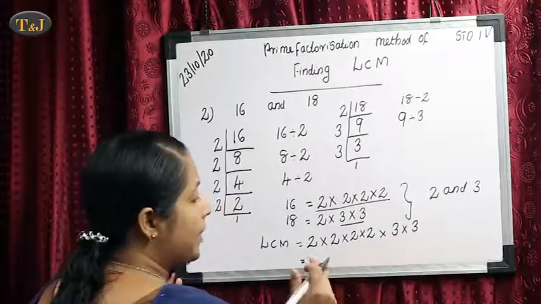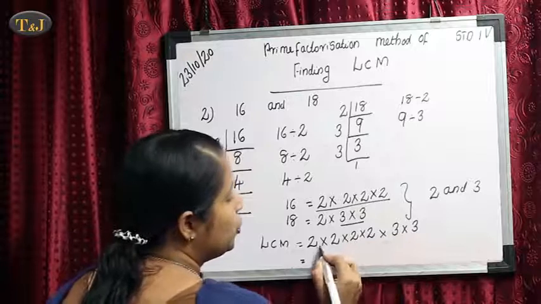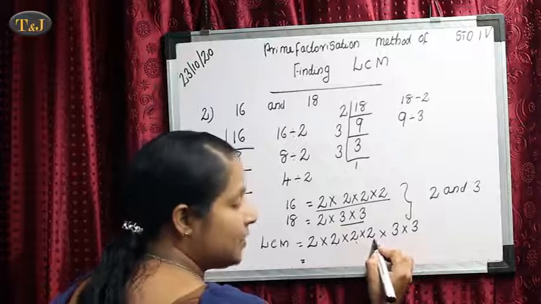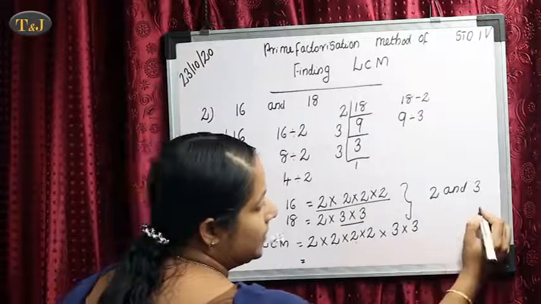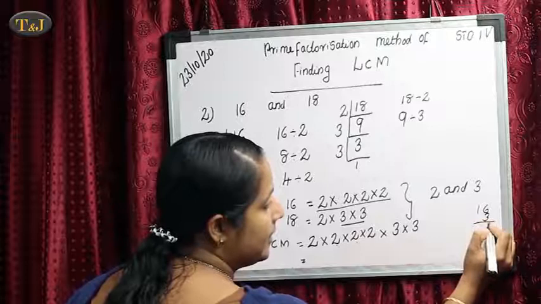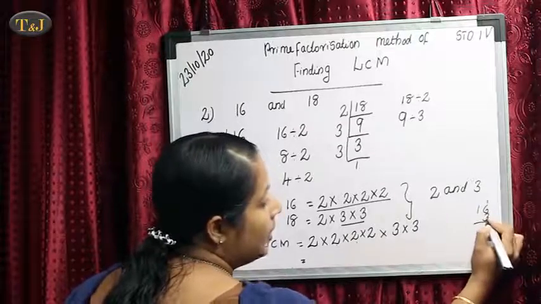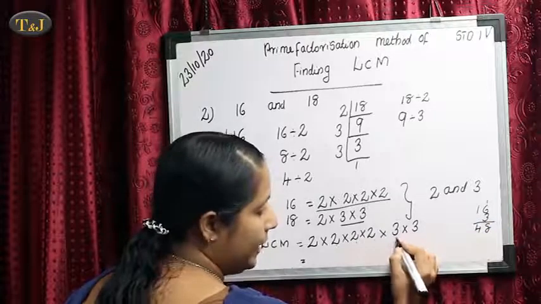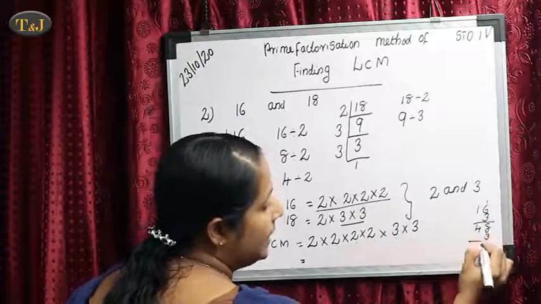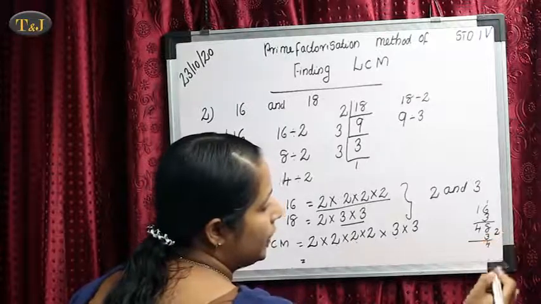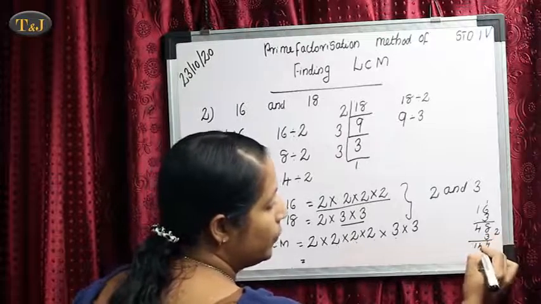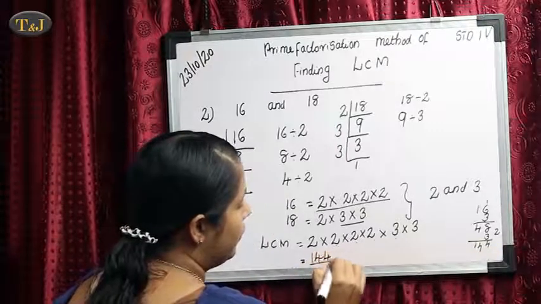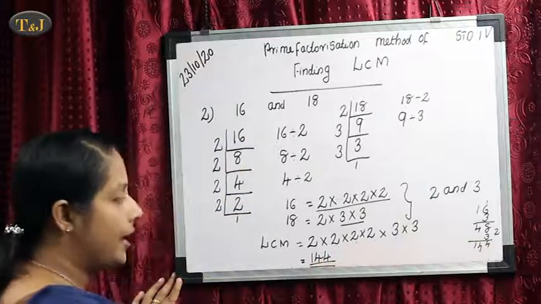Then next we multiply these numbers. That means 2 2s are 4. Then 4 2s are 8. 8 2s are 16. Then 16 into 3. 6 3s are 18, 3 1s are 3, 3 plus 1 equal 4. Then here we get 48. Then 48 multiply 3. 8 3s are 24, 4 3s are 12, 12 plus 2 equal 14. So 48 multiply 3 gives the answer 144. Therefore our LCM equal 144.